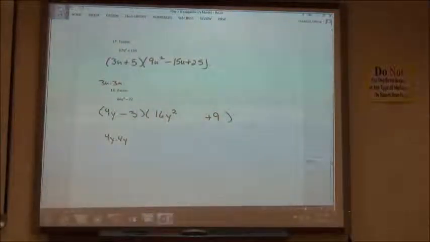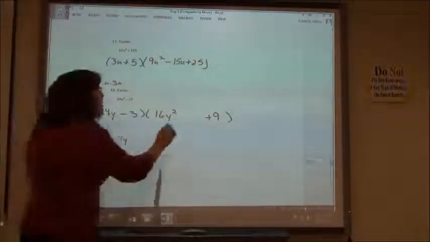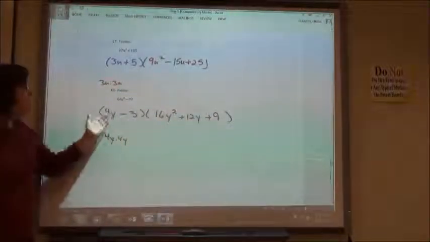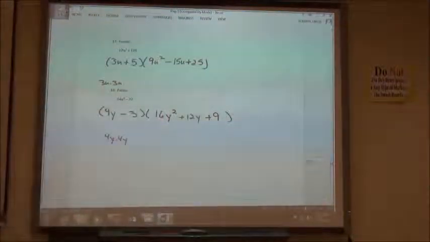Negative 12. What's my sign? Minus. Positive 12, because it's the opposite sign so that things cancel out. So positive 12y, right? 4y times negative 3y is negative 12y. We have to have the opposite in there, so positive 12y.